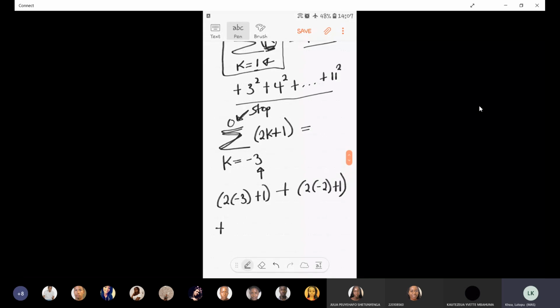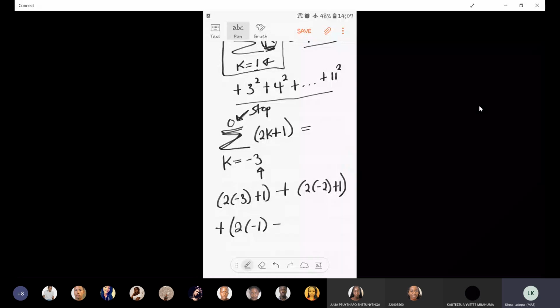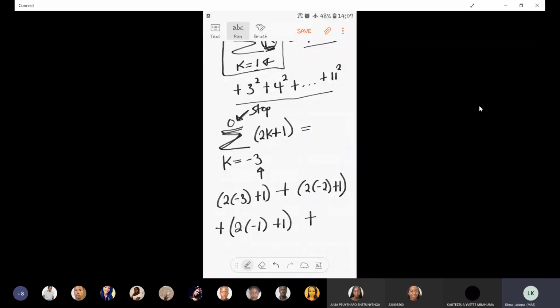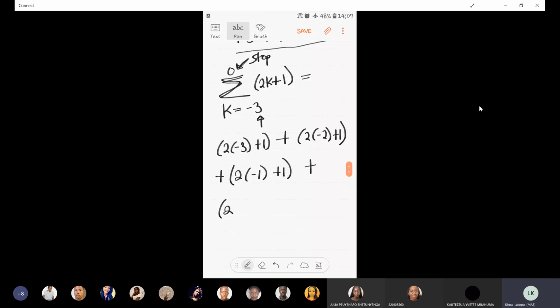And then I add that to 2 times -1 plus 1. And then I add that to 2 times 0 plus 1. I stop here because that is the value I have on top there. The value on top there tells me where I need to stop. This one here tells me where I start, and then I keep adding 1 until I get to the number on top there. So my number at the bottom, my starting index point, will always be less than where it is that I am going.